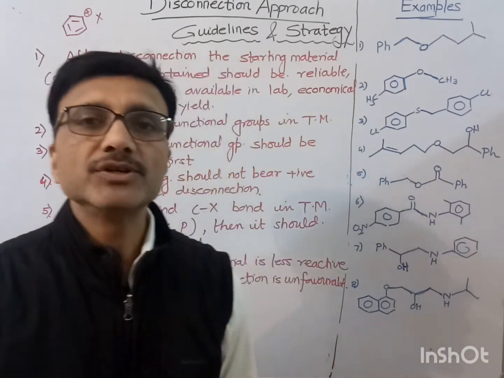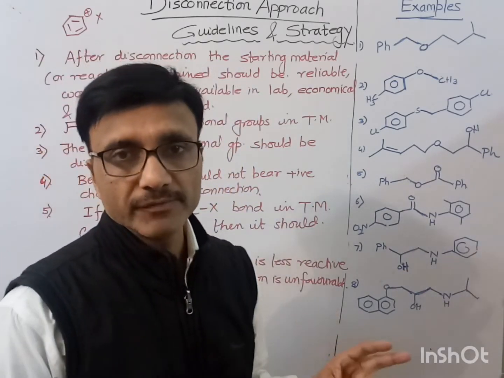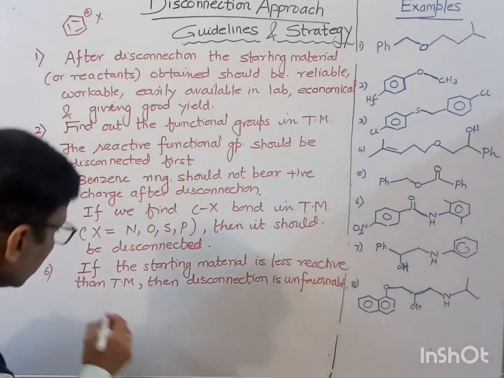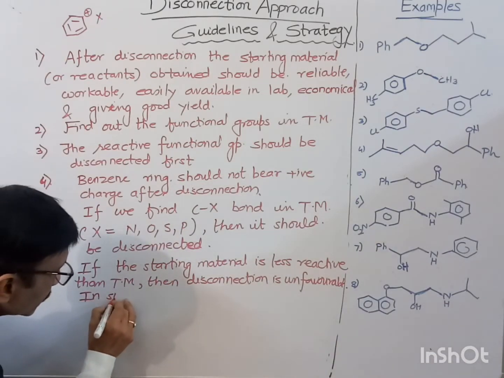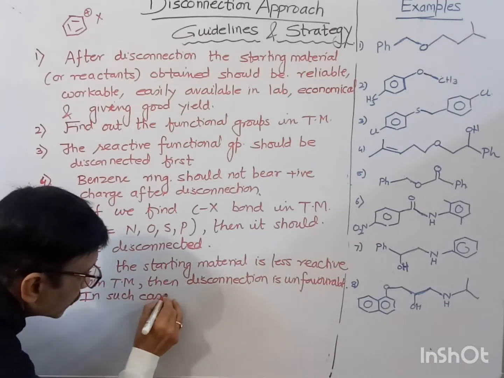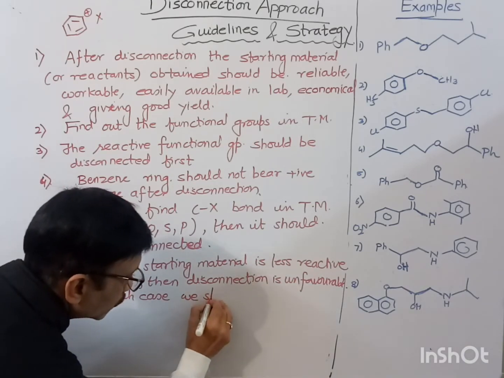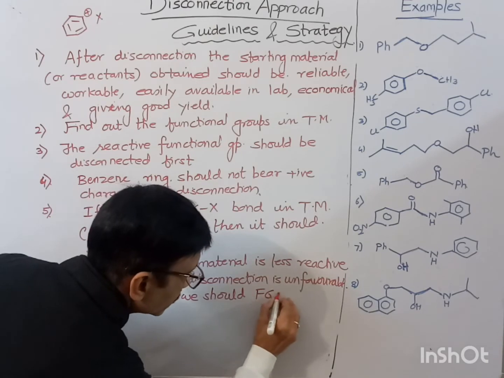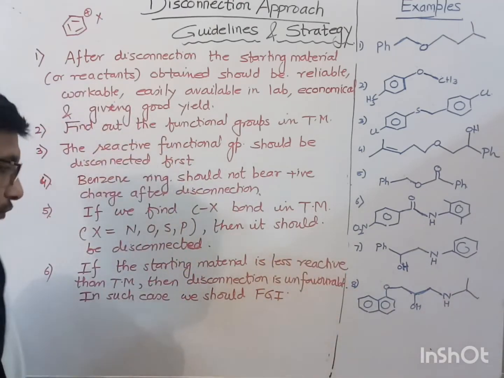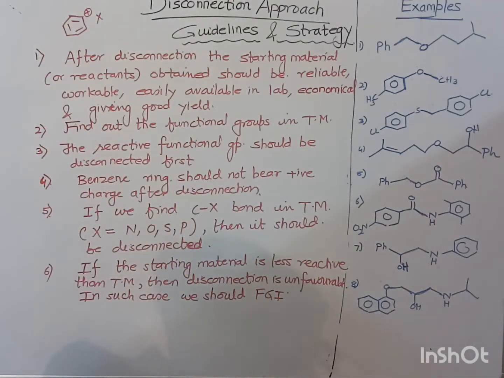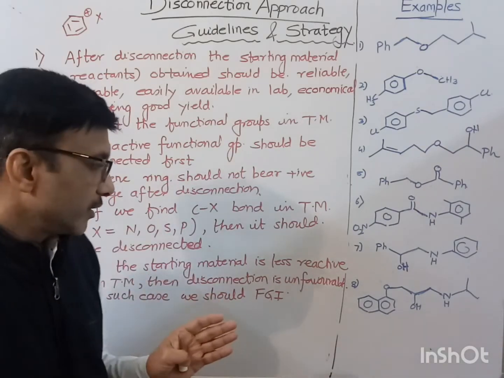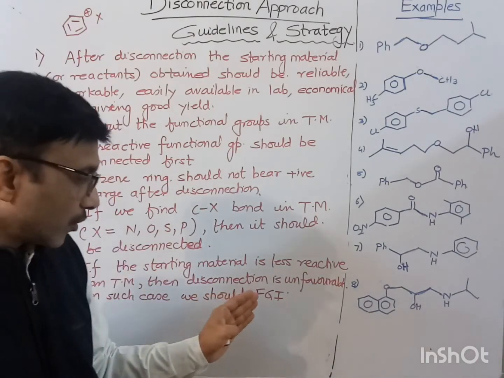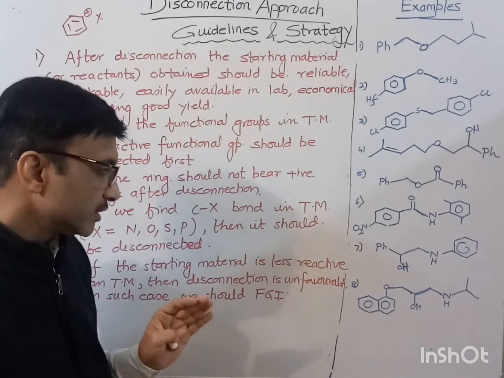So in such a case, before disconnection, we should do FGI, functional group interconversion. Suppose disconnection is not favorable, then we should do the FGI. In what case should we do the FGI? I have already given a video on this functional group interconversion. You can see that one.